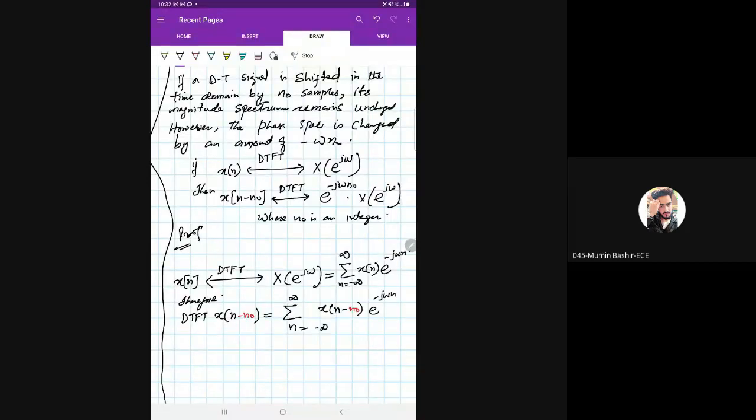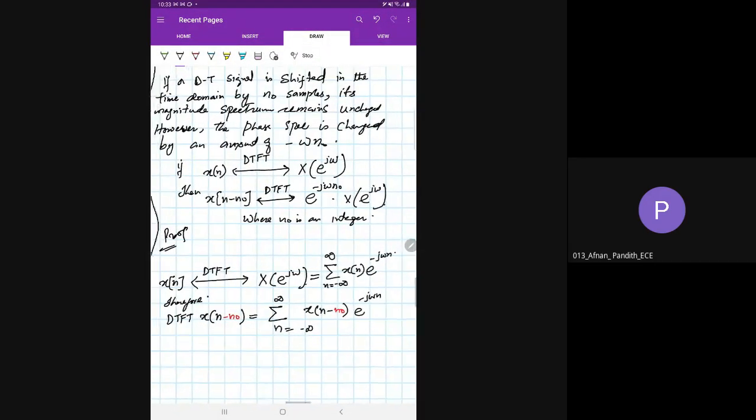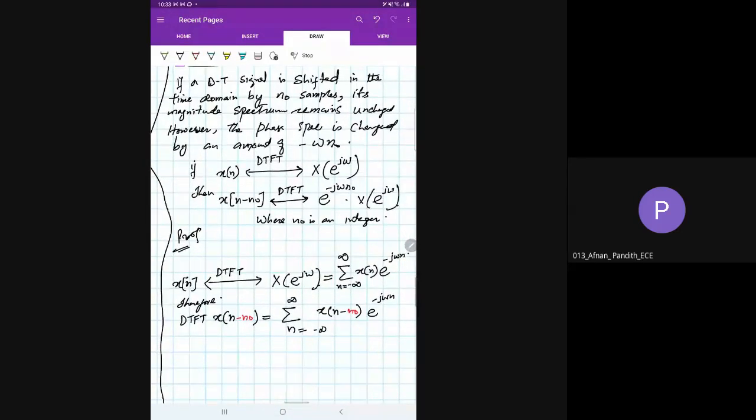Okay, now see, if we put... Excuse me, sir. जी. सर के ऊपर आपने ये लिखा ना ये सर x of n minus n naught सर जिसका ये e power of minus j omega n naught into x of e power of j omega सर वहाँ e power of j omega n आएगा.